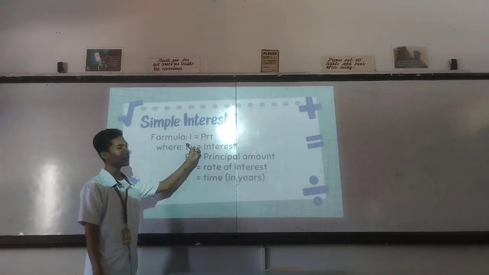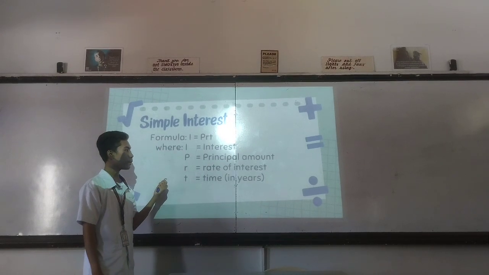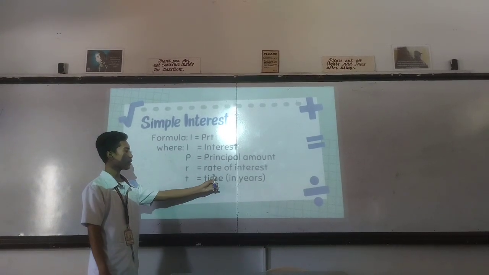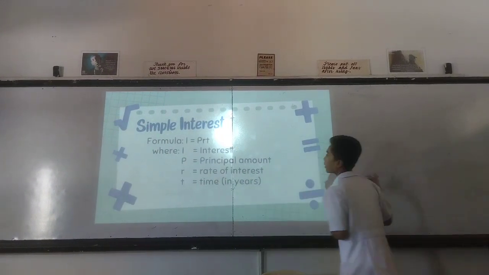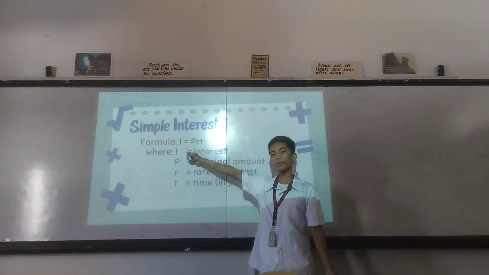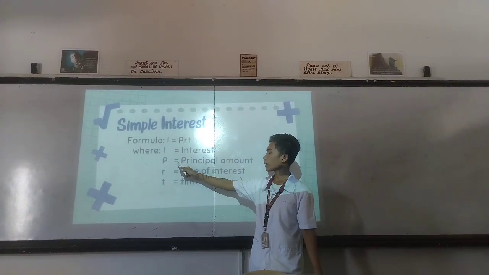So I is equal to PRT, where I is equal to interest, P is equal to principal amount, R is equal to rate of interest, and T is equal to time in years. So this formula can be used to derive other formulas, whatever is needed.